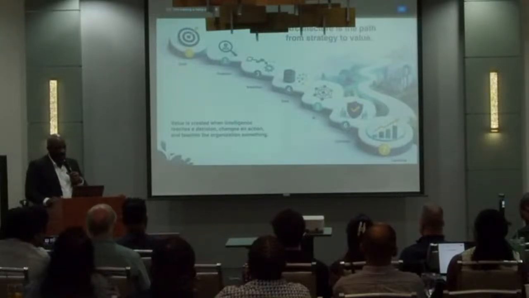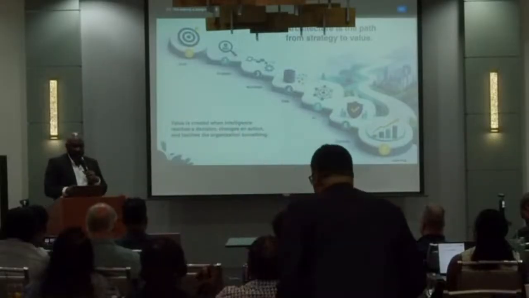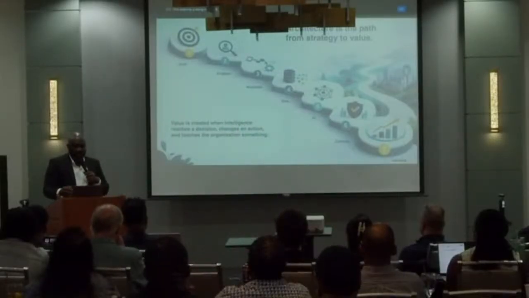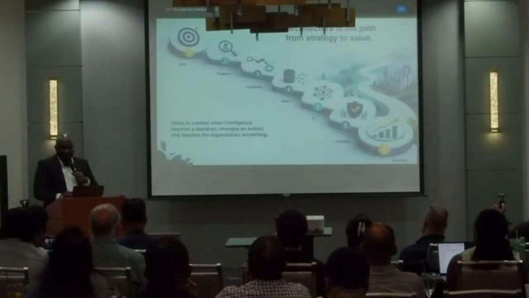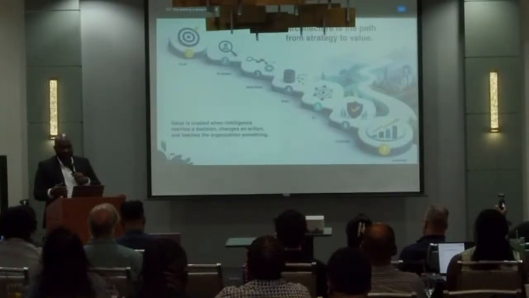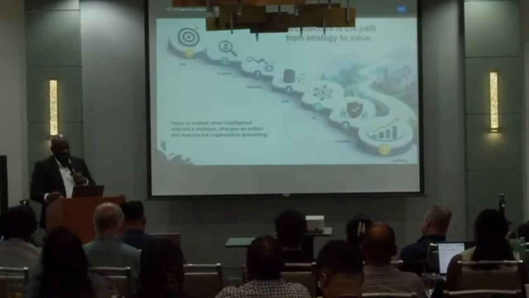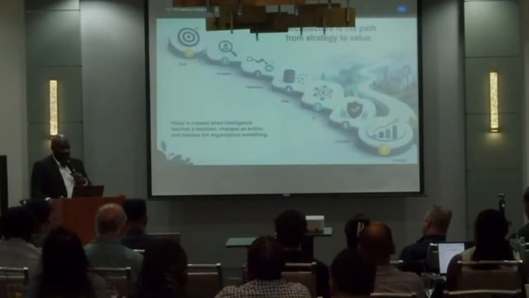And then we go down to the problem, and the engineering part comes in where we have our workflows. We find the data to help us to make those things. We put in AI, and then we put in controls, and then we have a feedback system where the AI system you've put into place is used as a learning path for the next iteration of problems that you want to solve. So we want to put in there that value is created when intelligence reaches a decision, changes an outcome, and teaches the organization something.